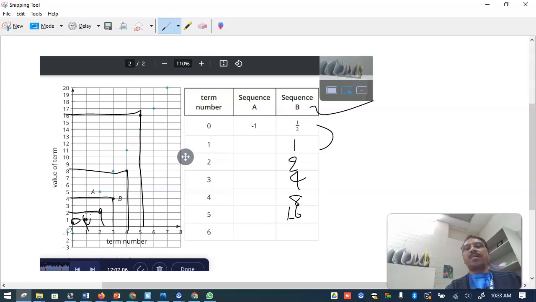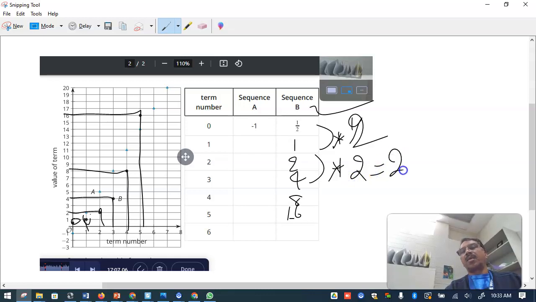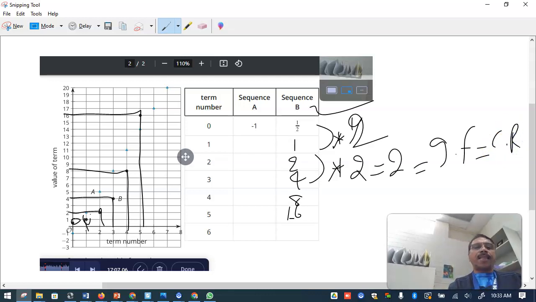So basically what you're multiplying is each time you multiply by 2. See, multiply by 2. So there is a growth factor which is 2, not just growth factor, it is also called common ratio. And that's all you're supposed to do.